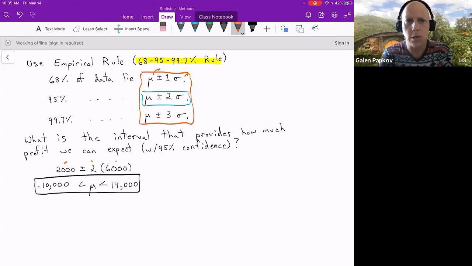It's really up to you to get the information and then argue or justify your stance. And so there is some subjectivity here in terms of interpretation, not in terms of the statistics. And that's how you can make use of the empirical rule.